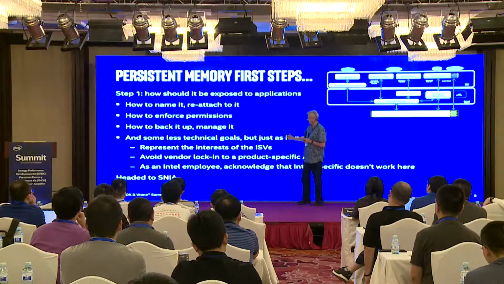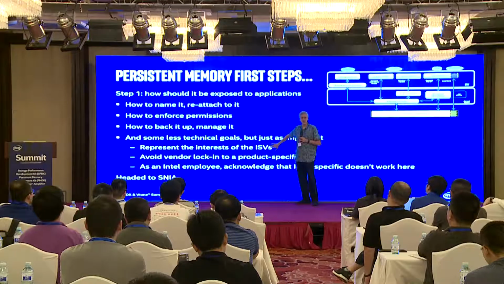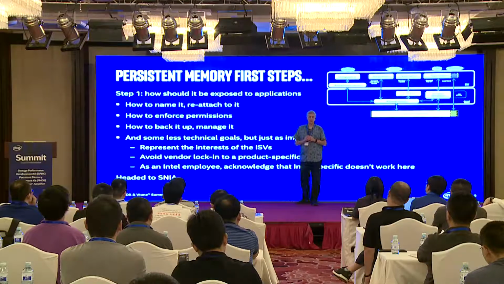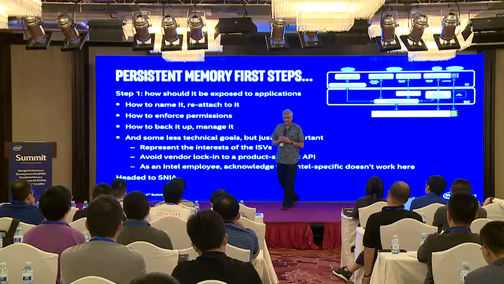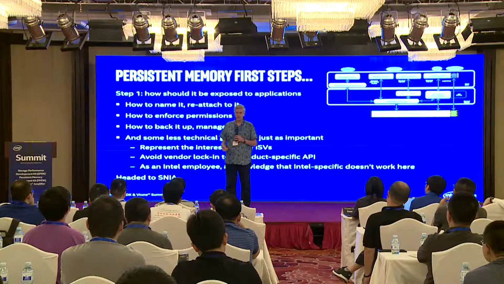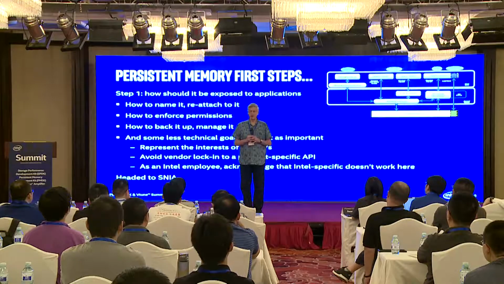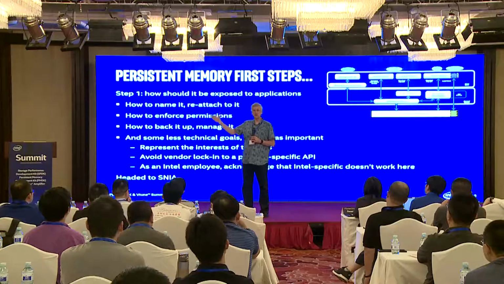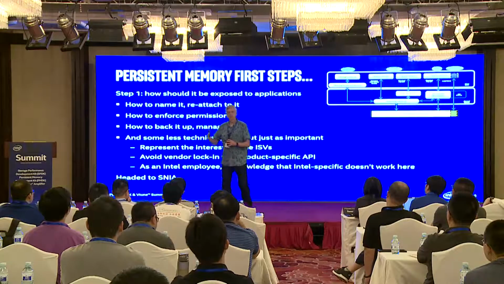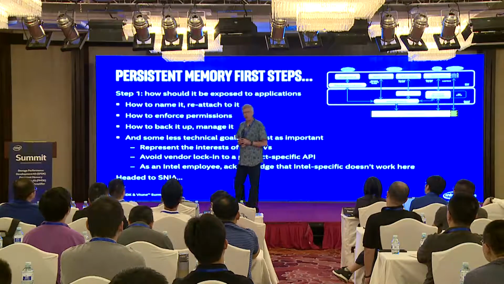We found that there were some less technical goals. For example, you really want to protect the ISVs, right? The ISVs, the software vendors, are the guys who have to decide to spend resources converting their program for persistent memory. So if they have to convert their program once for Intel persistent memory, and then some other vendor comes out with it, and they have to convert their program again, then we have failed, right? It has to be done once. It has to be a common model.